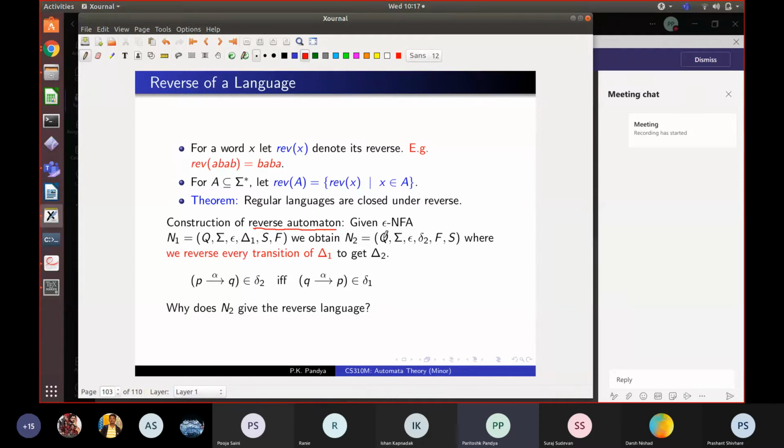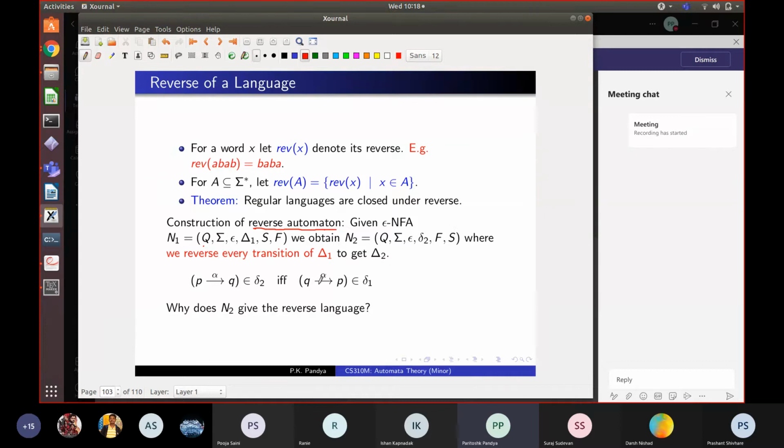We can obtain N2 with the same set of states. If the set of states of N1 was Q, I will have the same set of states, same alphabet, and the silent symbol of course remains the same. What was the set of final states becomes the set of start states now. All the final states are made the start states and all the start states of N1 are made the final states. Because instead of going from left to right, you are going to go right to left, right? That is what you have to mimic.